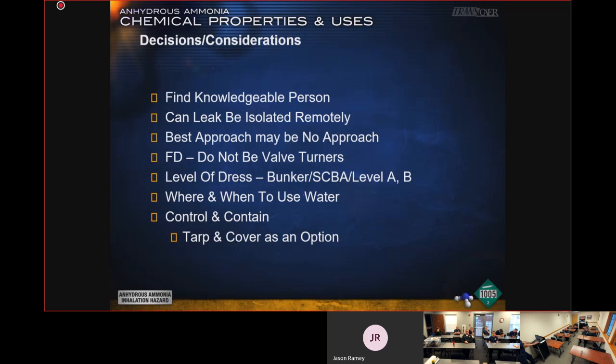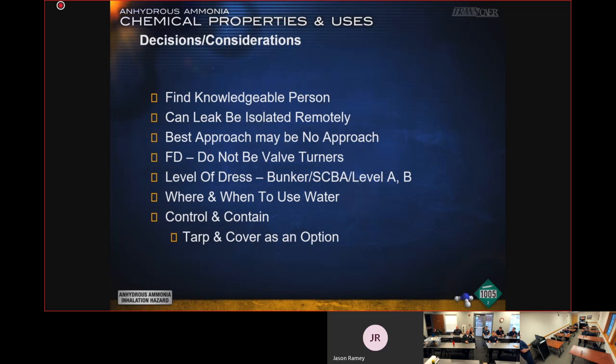I agree partially with that because there is zero situations, in my opinion, where we can take no action. Even if we're not going to go in and stop the leak, are we still going to take some type of action on this? Yes, and what would that be? At a minimum, we've got to evacuate, isolate, set up the hot, warm, cold zones. So yeah, we may not go shut the tank off, but we're not going to drive by and go, no problem. We have to do something. So even in this no action approach, there's still things that we need to do. I just wanted to be clear. Now it does say here that the fire department do not be valve turners.